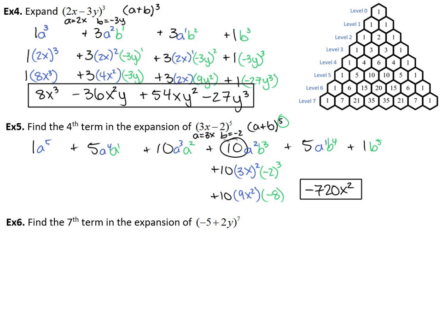One last one here. Find the seventh term in the expansion of -5 plus 2y to the seventh. Okay, so even though it's put the constant first here, we're going to keep that in the same pattern of a and b when we plug in, and this would be positive 2y. So again, we want the generic expansion of a plus b to the seventh, but since we only want the seventh term, we don't even necessarily have to write out all of these terms like we did before. So let's go to level 7, since this is to the seventh power, and let's count in to our seventh term. 1, 2, 3, 4, 5, 6, 7.